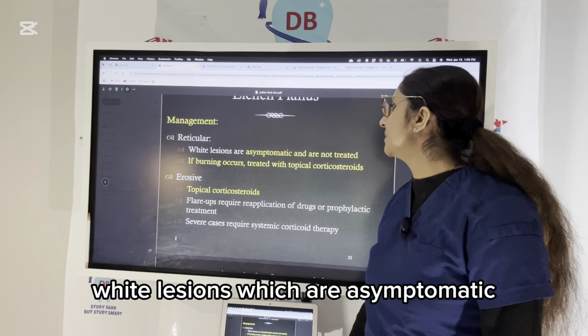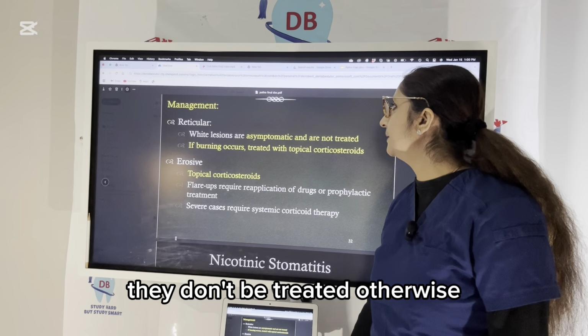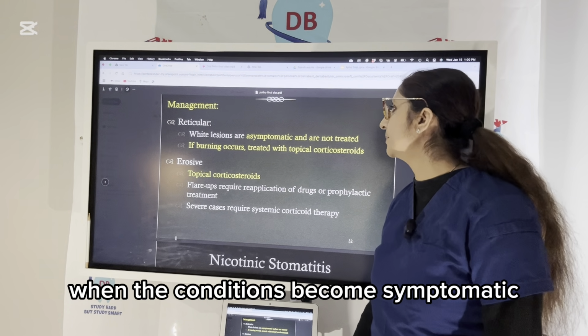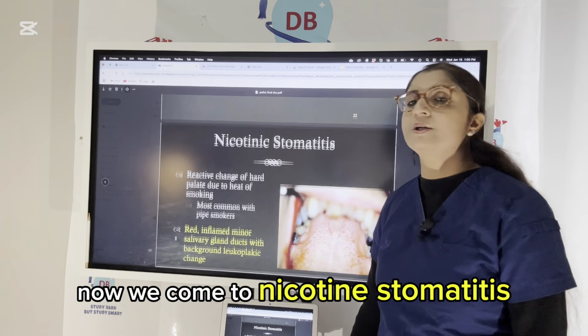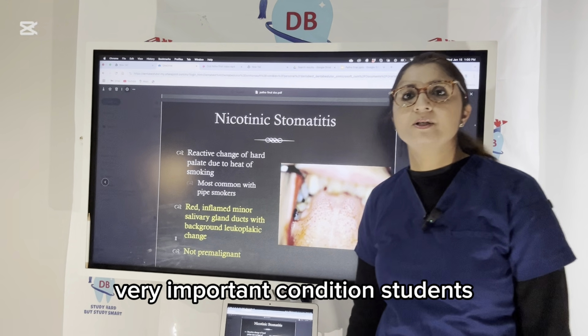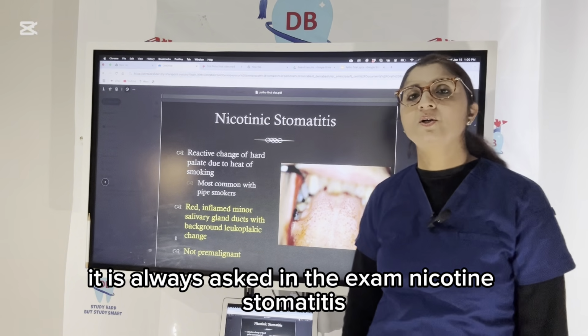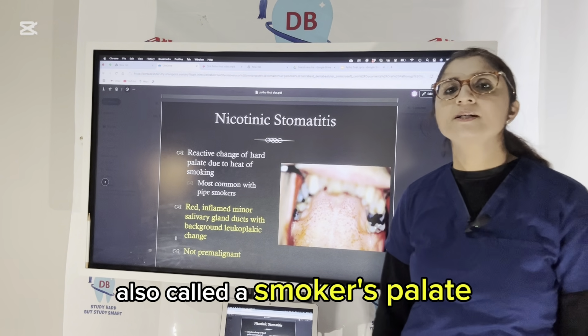White lesions which are asymptomatic don't need to be treated. Otherwise, when the conditions become symptomatic, you have to give topical steroids to the patient. Now we come to nicotine stomatitis, a very important condition, students. It is always asked in the exam. Nicotine stomatitis, also called smoker's palate.